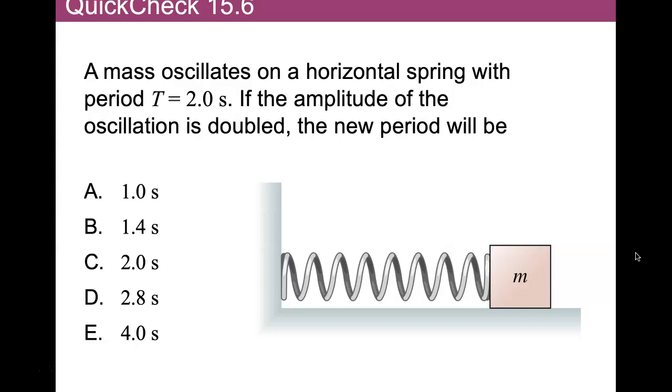Well, remember, we just calculated the period. It depended on k, the spring constant, and mass. It did not depend on the amplitude. So the answer is C. It doesn't depend on it.